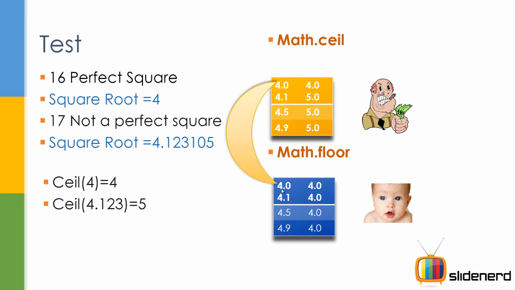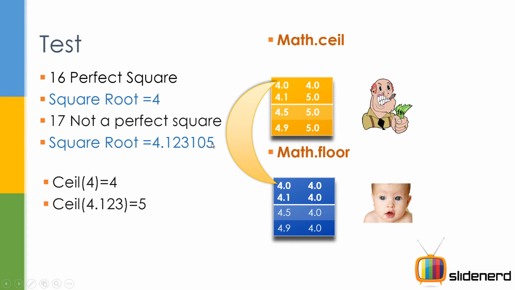Like if you take 4 over here, you can either say ceil of 4 equals 4, that will give you 4, I mean perfect square, or you can say floor of 4, that is again going to give you the same thing. But in this case, you can do again the same thing. Say 4.1, ceil will give you 5, right? Floor of 4.1 is going to give you 4. In either case, what you should remember is this.